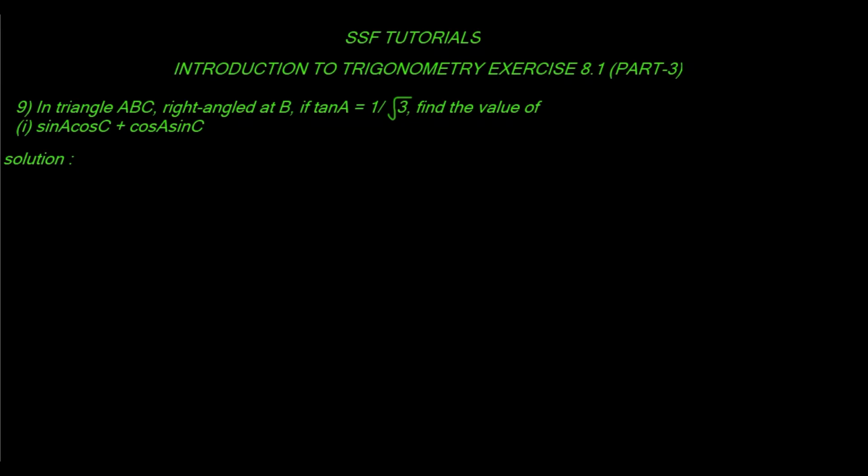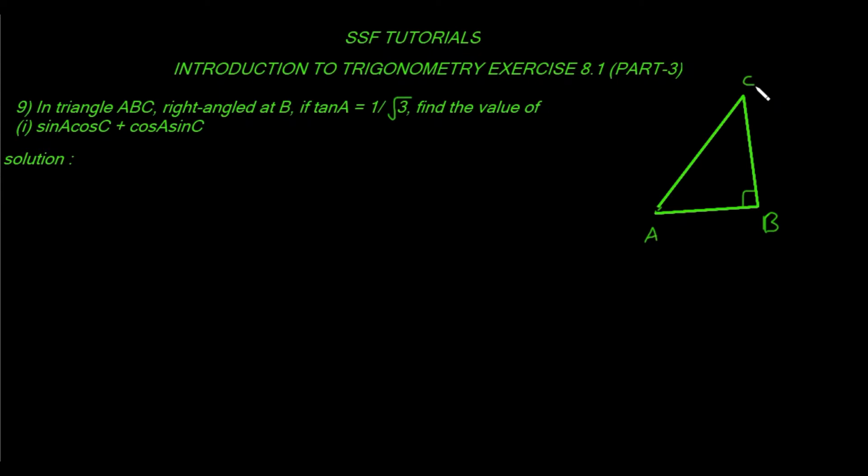So let's move on with the ninth question, which states that in a triangle ABC, right angle at B, if tan A is equal to 1 divided by root 3, find the value of sin A into cos C plus cos A into sin C. So let's start the question by drawing a relevant diagram. So it's going to be a right angle triangle. It's given in the question that it's right angled at B, so this part is going to be B and the leftover part is going to be A and C.